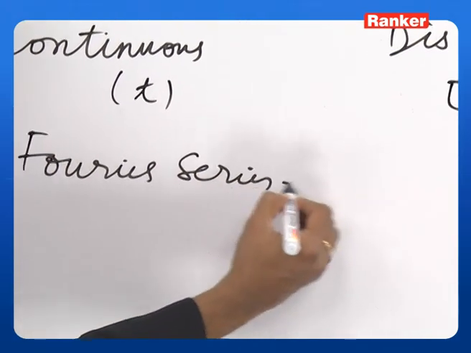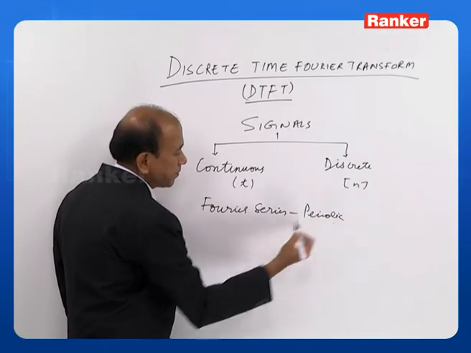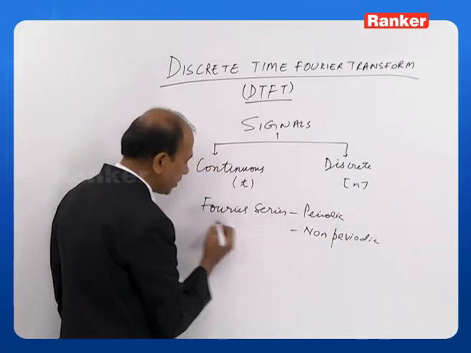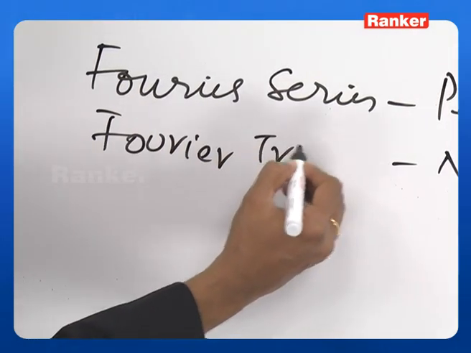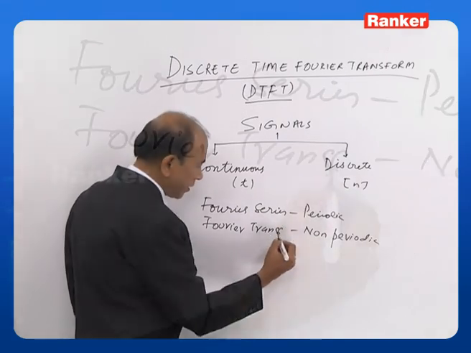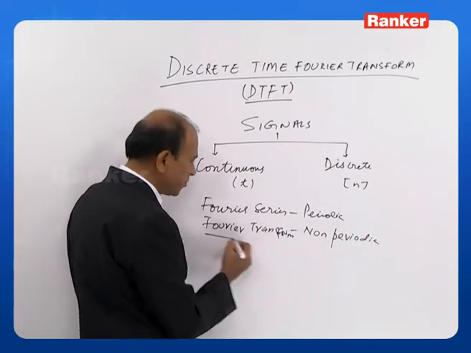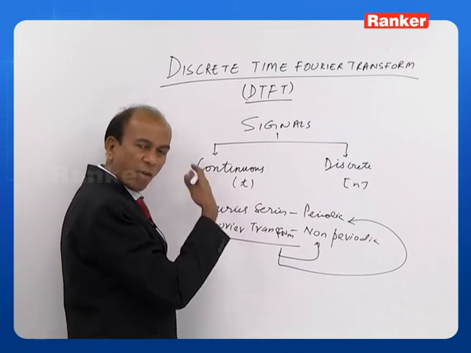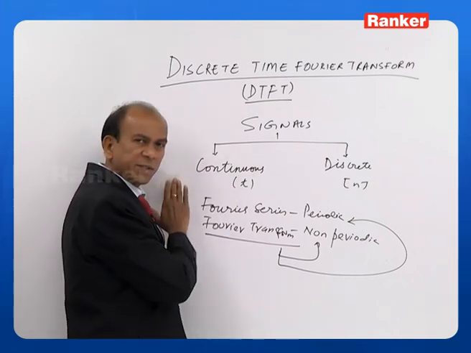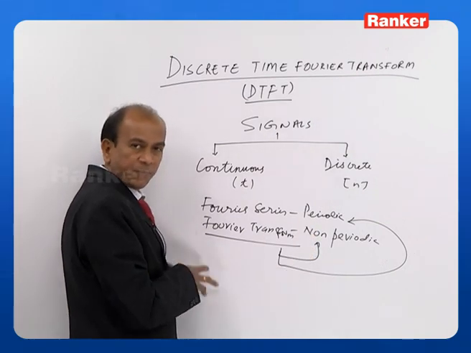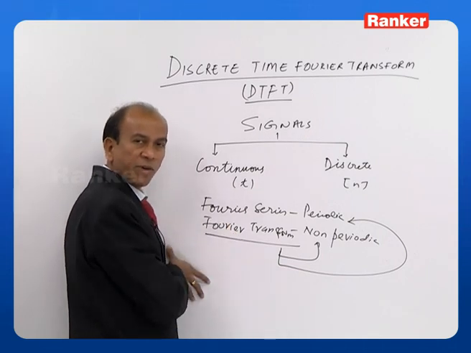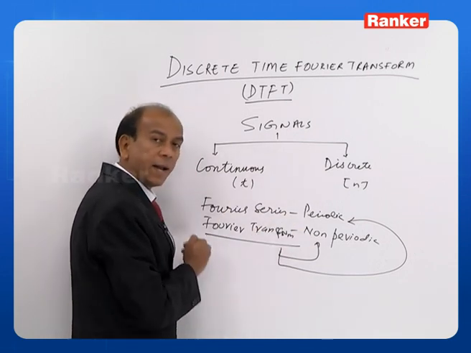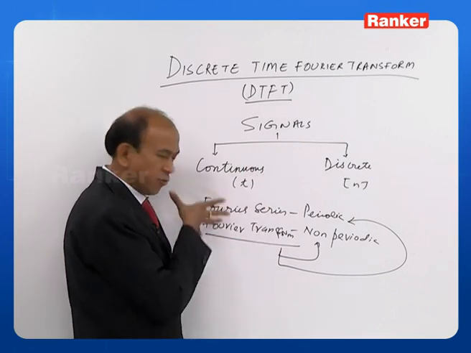When I use a Fourier series, generally this is for periodic signals. Whenever a signal is non-periodic or aperiodic, then I use a Fourier transform. Fourier transform I can use for both non-periodic and also periodic signals. That is the significance of Fourier transform, as you have all studied earlier. Fourier series is basically only for periodic signals. This is about Fourier series and Fourier transforms.